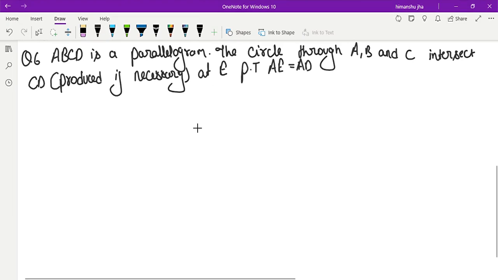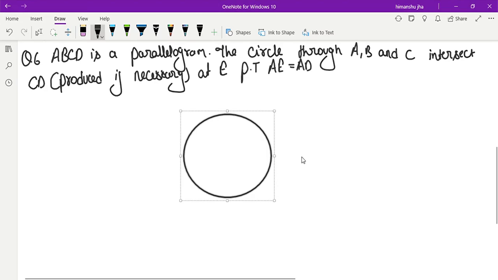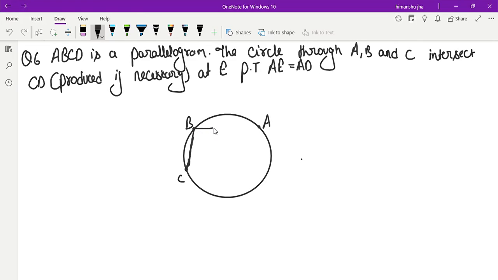Now, A, B and C, three points are there on the circle. So let's say A point is here, B point here. Okay, we will mark A here, B here, C point here, and D point, let's say somewhere here.